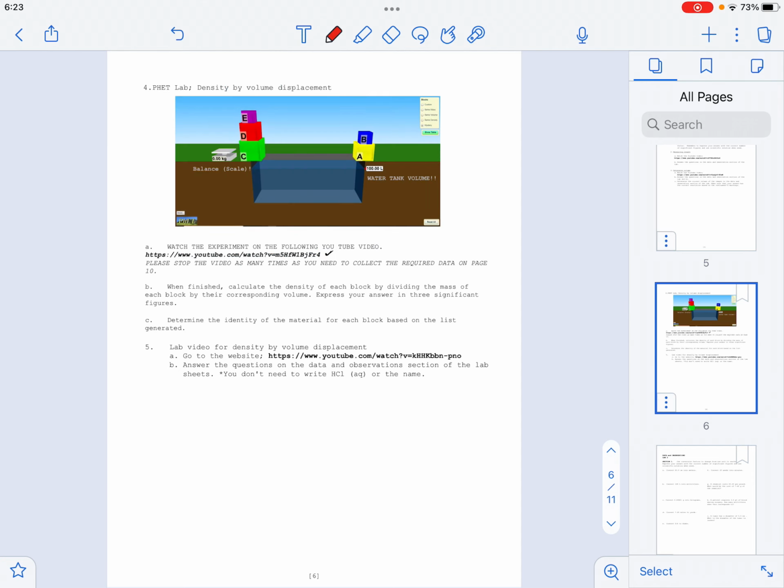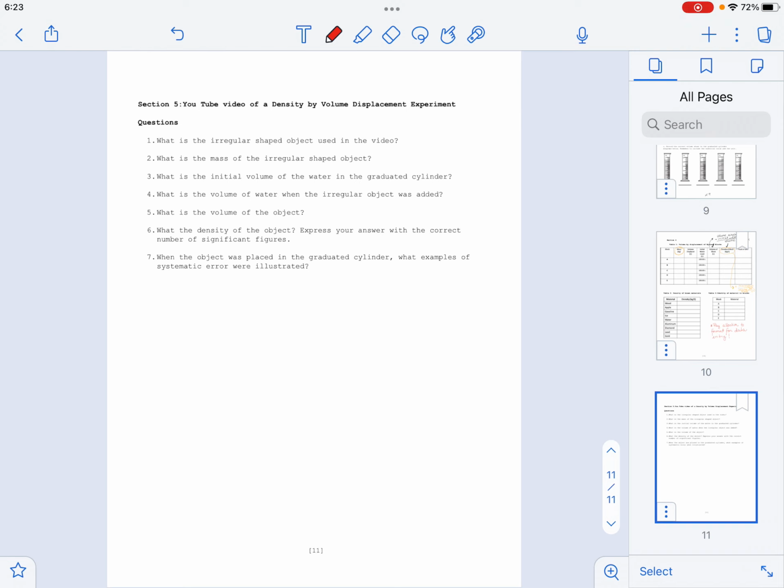The last part of the lab is that you're going to watch a YouTube video where there is somebody performing the lab. And you're going to see that this person performing the lab actually makes some experimental errors. So from that video, you're going to be answering the questions on page 11. And that completes Lab 2.